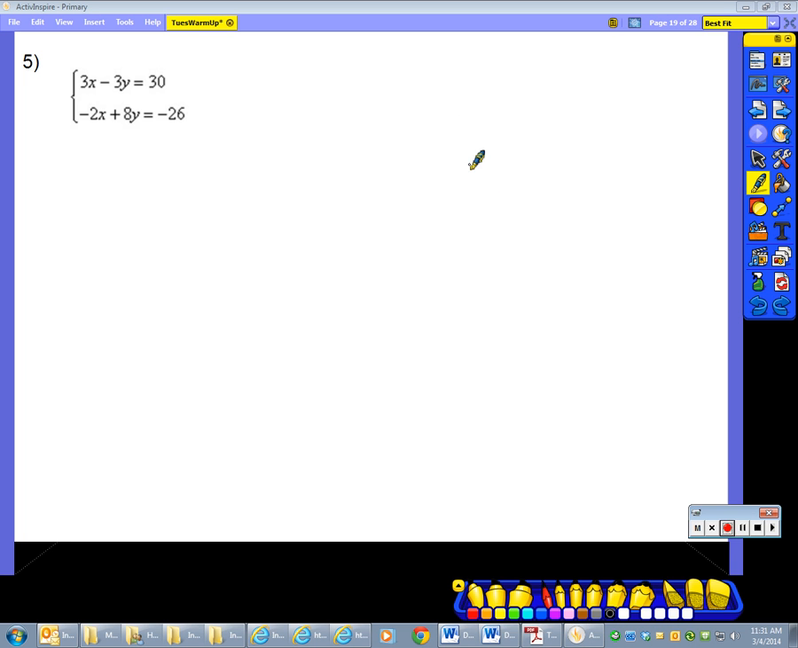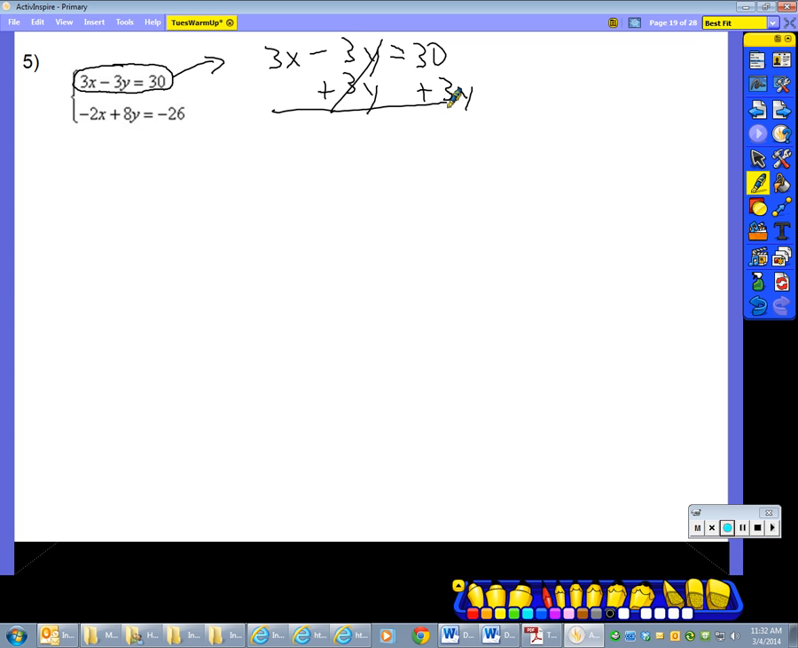Alright, so here we go, number 5, and trying to get a variable by itself. This one looks like it'll be fairly easy, so I'm going to do 3x minus 3y equals 30. I'm going to try to get x by itself. So I'm going to add 3y to this side, get rid of that, and add 3y to this side. I'm left with 3x equals 3y plus 30.